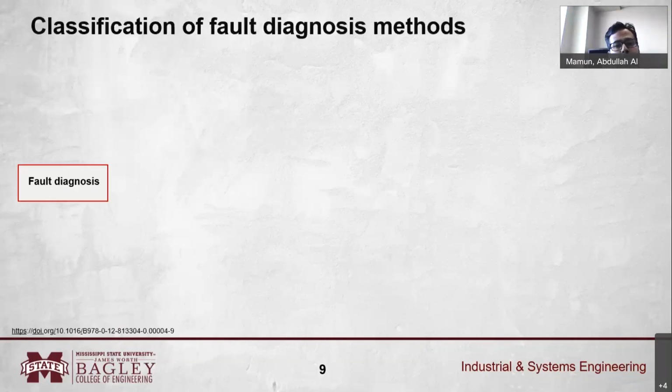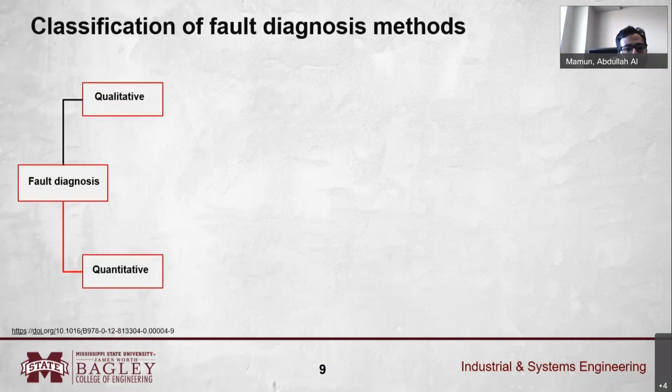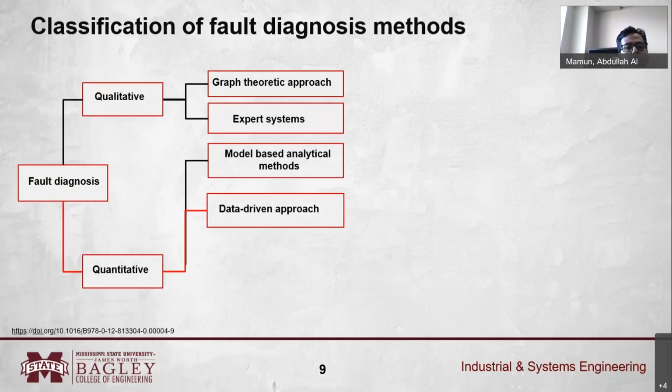So if you consider fault diagnosis, we can classify fault diagnosis methods into two major portions, qualitative and quantitative methods. The qualitative method covers two major concepts: one is the graph theoretical approach, and another is the expert system. The quantitative method majorly covers model-based analysis and the data-driven approach.